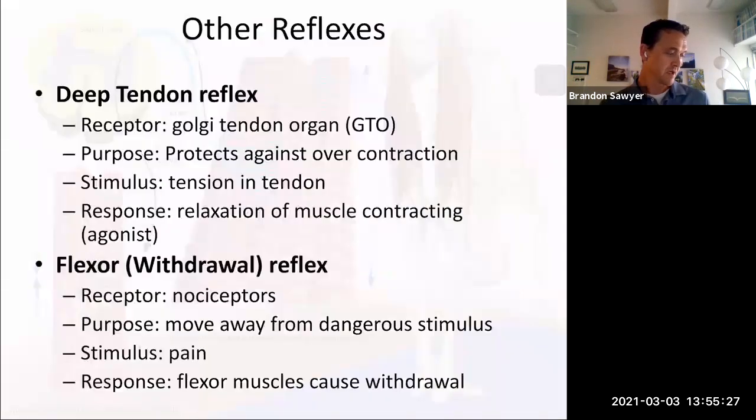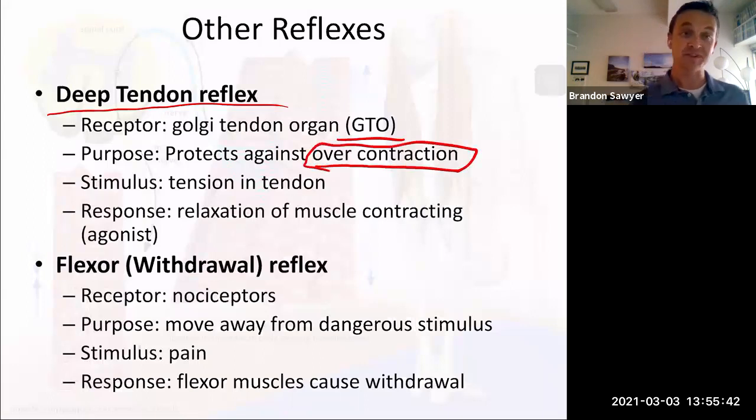Okay. All right. So we got some other reflexes, obviously many other reflexes. The deep tendon reflex is the one that uses the Golgi tendon organ, or the GTO. Its purpose is to protect against overcontraction. So this keeps us from tearing our muscles, because our muscles are actually way stronger than we ever let them actually contract. If we let our muscles fully contract, we can actually rip our tendons right off of our bones. We can actually break our own bones with our muscles because they're so strong.